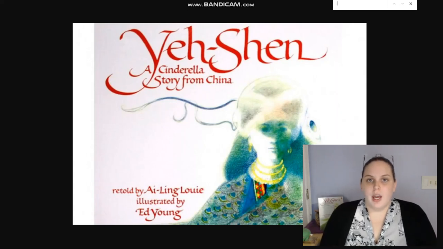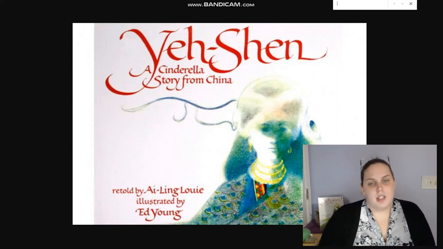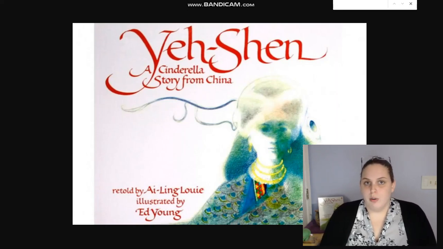Ye Shen and the activities involved in my center is very good for the standard because the book is from a different culture. It is from China. It is an ancient folktale from China, which makes it fit the standard. And it has a very clear message that students can glean from the story, which is that good people get good things and bad people get bad things.